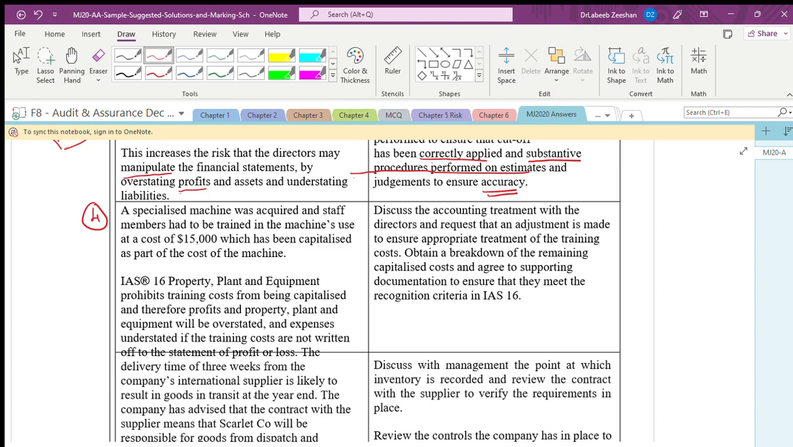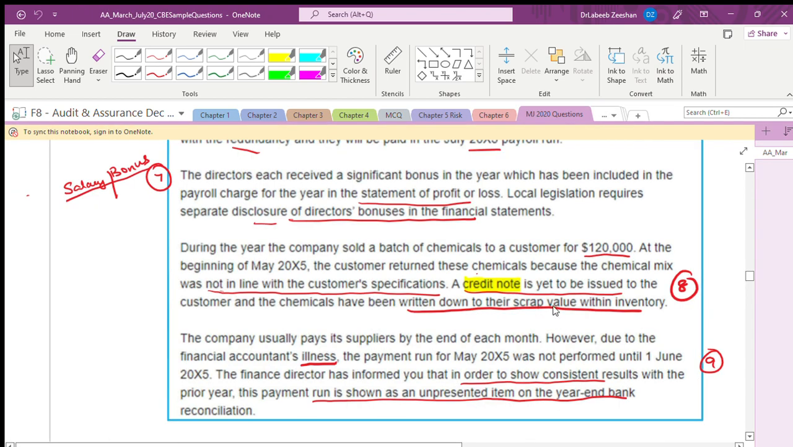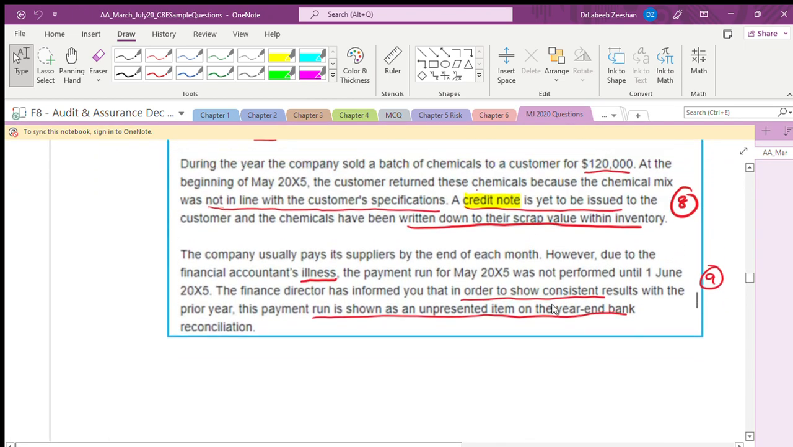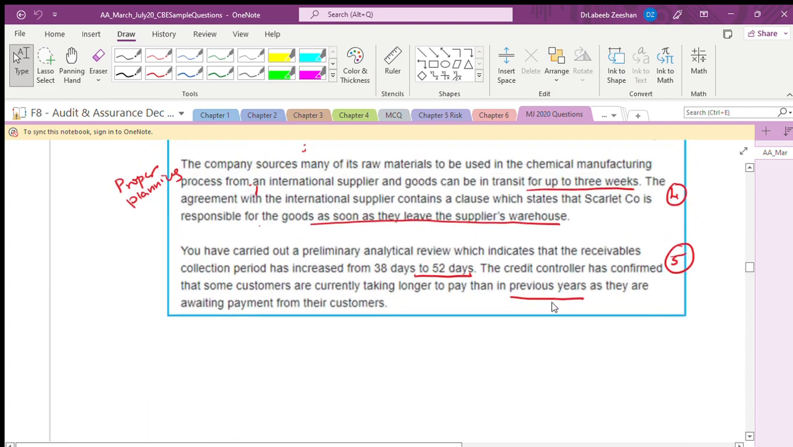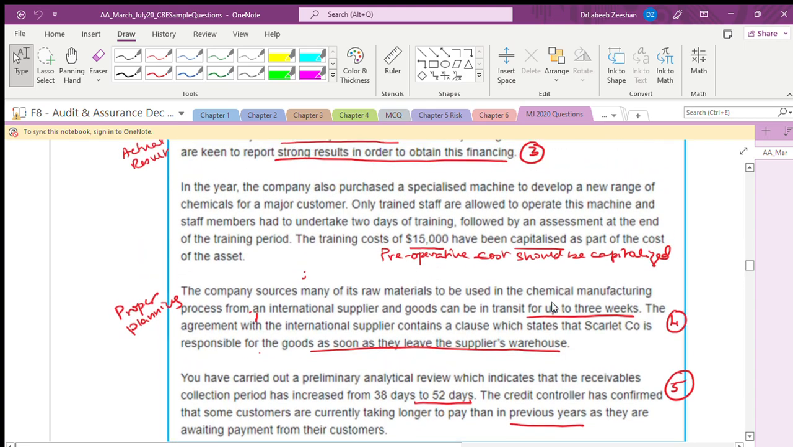Property, plant and equipment, I have mentioned there very clearly. I have mentioned here while explaining pre-operative cost. Should it be capitalized or should it not be capitalized is the question. Pre-operative cost should be capitalized, but training cost is what? It is post-operative cost. Is it right?